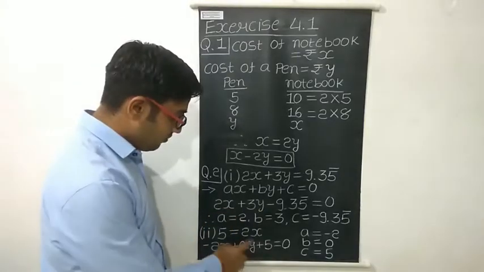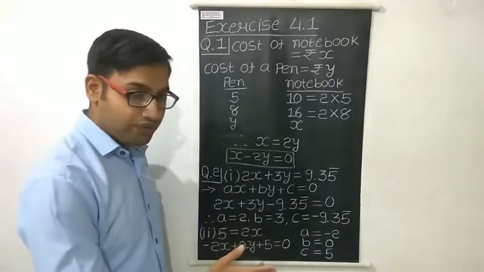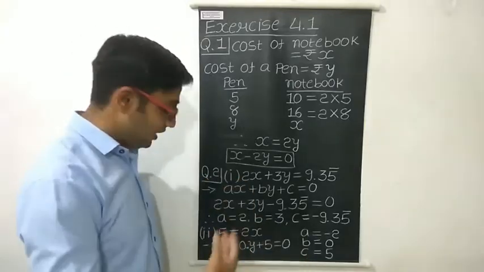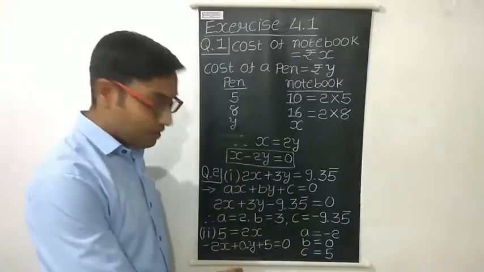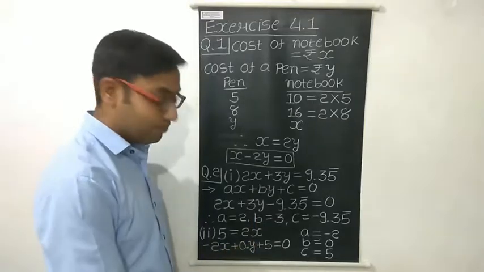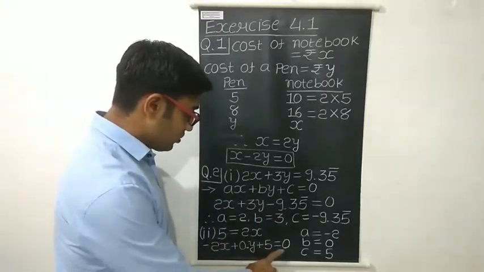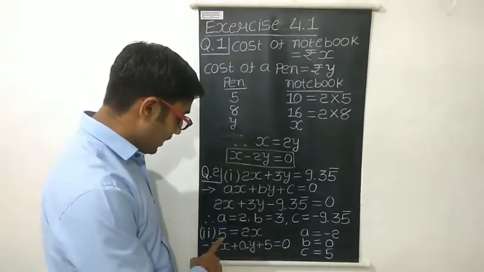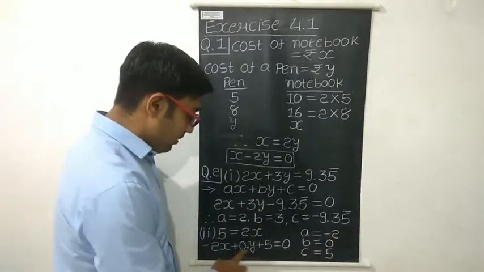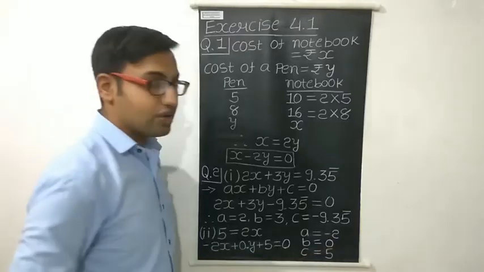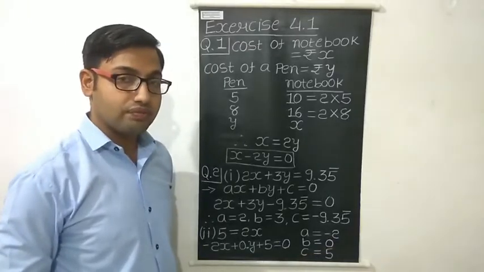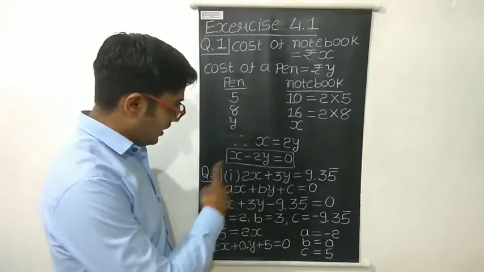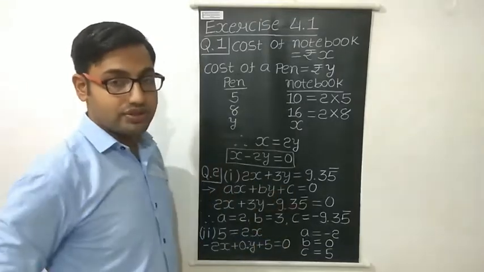Plus 0y means that the total value is 0, but we are just representing it in the form of x and y. That is why we can take it as 0 into y. And plus 5 remains as it is, total equal to 0. Now by comparing it with the standard form, we will get a is equal to minus 2, b is equal to 0, and c is equal to plus 5. Okay? So in this way, now you can solve this type of questions.